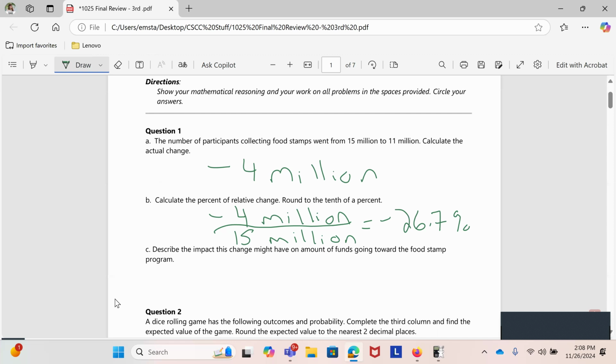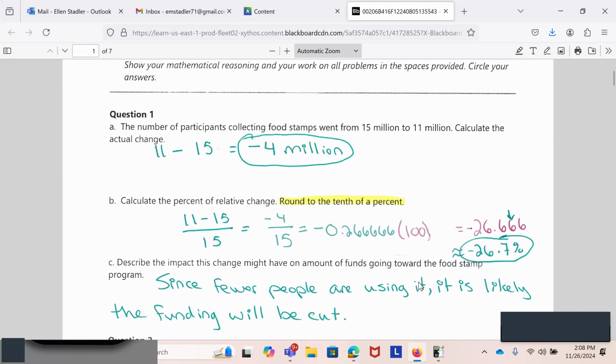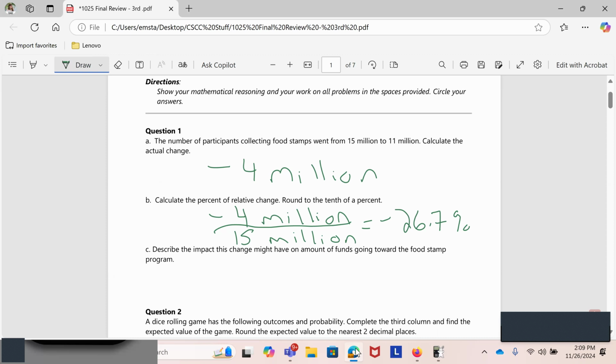So a fairly impactful change. It says describe the impact this change might have on amounts of funds going forward. Let's look at the answer key because you watching me write that out would not be fun. Something along the lines of, since fewer people are using it, it is likely the funding will be cut, probably by that change. So this was one of the first things we did after the midterm. Questions on question number 1?